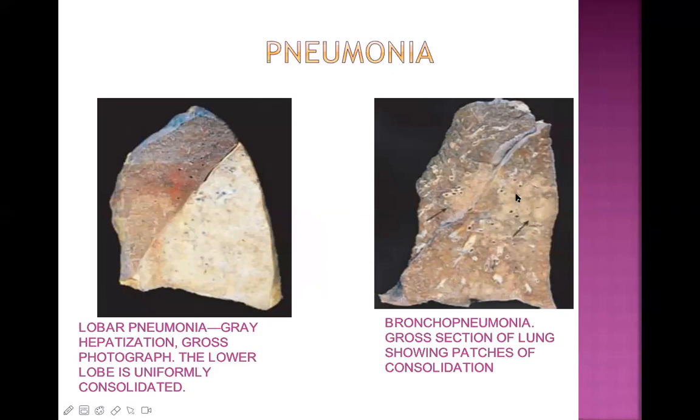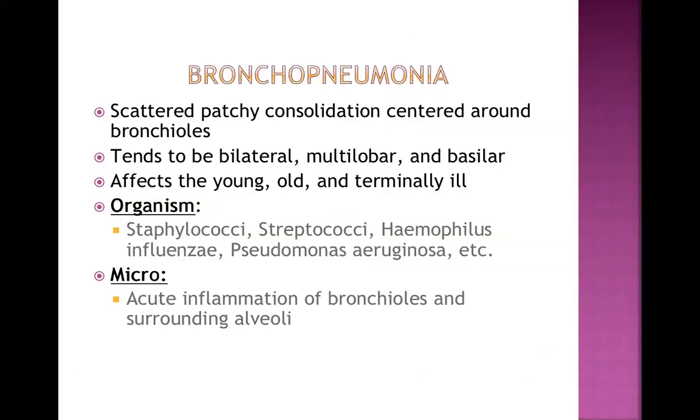You can see the color difference there. Okay, in this lobe, this area is involved. It has a density or color difference. So patchy involvement, bronchopneumonia; uniform involvement of the lobe, lobar pneumonia. This is the meaning. Okay, fine. Now what is bronchopneumonia? Let's talk a little bit about it.